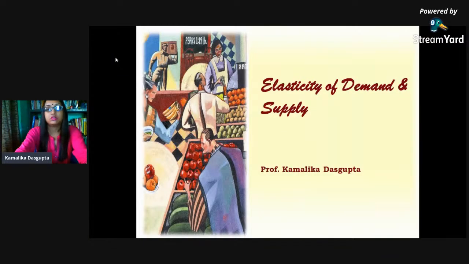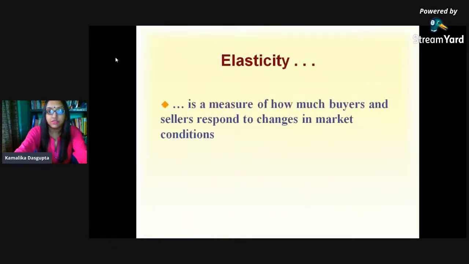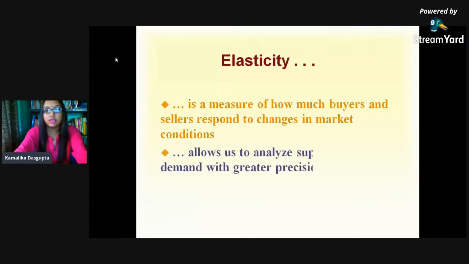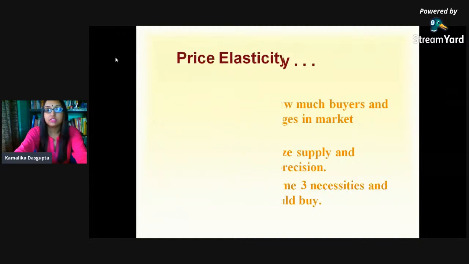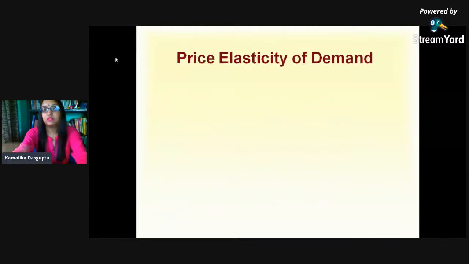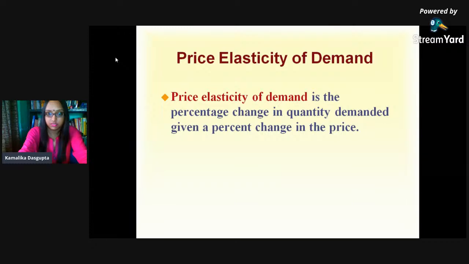Okay. So we have done elasticity. We were doing elasticity, which was done in the previous week. Elasticity, as we all know, is the responsiveness of change in demand or supply to the change in price. So that is what we call price elasticity of demand.